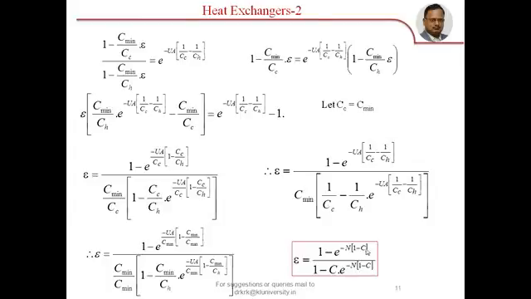The c is heat capacity ratio, C minimum by C maximum. N is the number of transfer units. Suppose C is equal to 0. Imagine, that is, heat capacity ratio is 0. Then you will get 1 minus e power minus n, that's all. The denominator becomes 1.